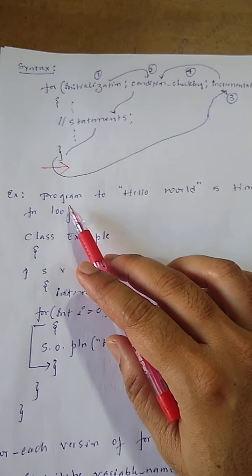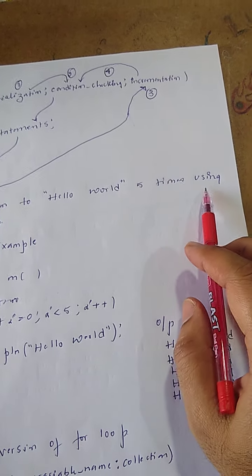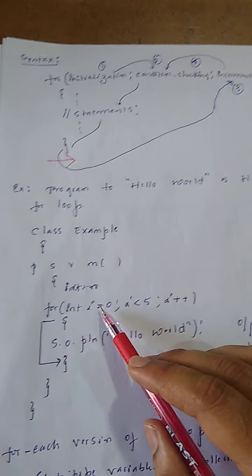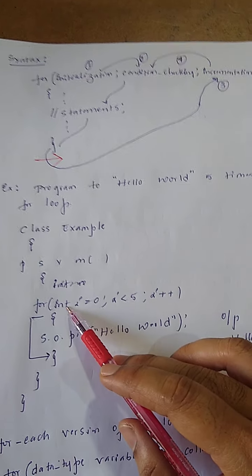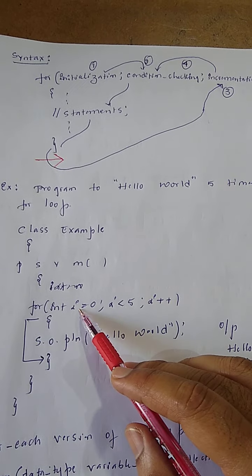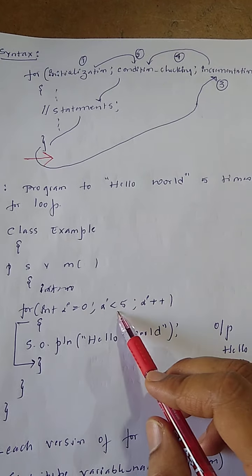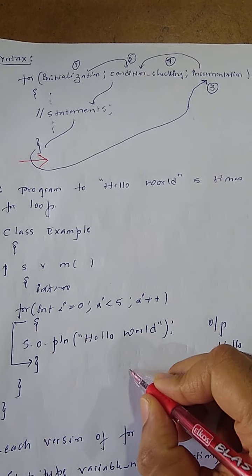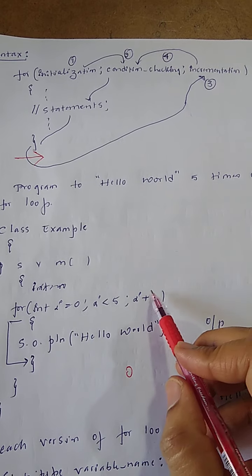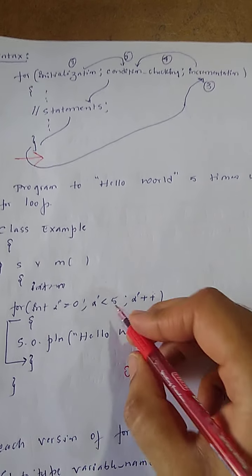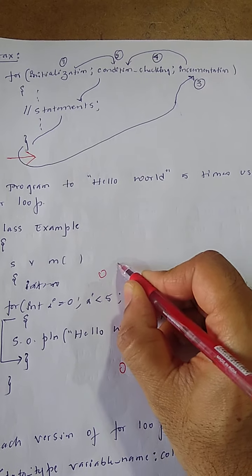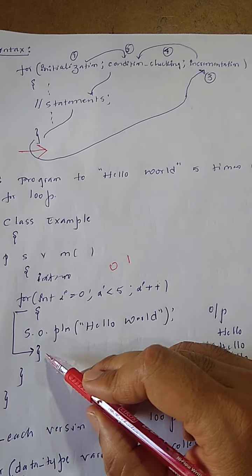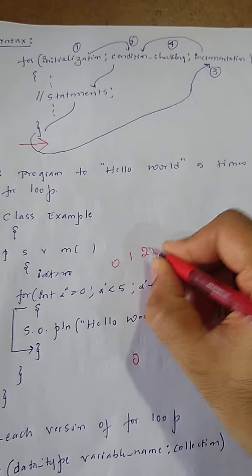Again I have taken the same program to print "allow word" 5 times using a for loop. So take a class Example, public static void main. In Java we can declare a variable wherever we want. So I declared one variable with the name i and initialized it to 0. Whether 0 is less than 5: true, so "allow word" will be printed for 0. At the closing bracket, i will be incremented, so it will become 1. Whether 1 is less than 5: true, the body will be executed a second time.